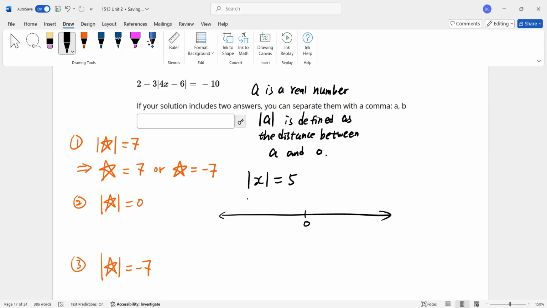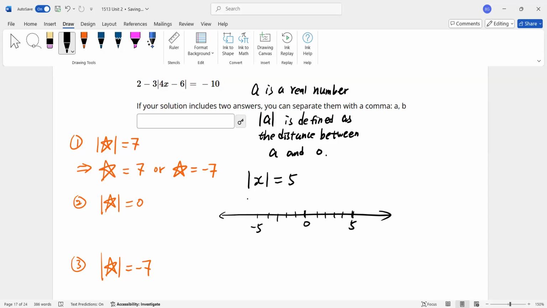The solution or solutions of the equation is a number whose absolute value is 5. In other words, the distance between that number and 0 is 5. 1, 2, 3, 4, 5. You must know x equals 5 satisfies the equation, right? But have you thought about -5? -5 also satisfies the equation.